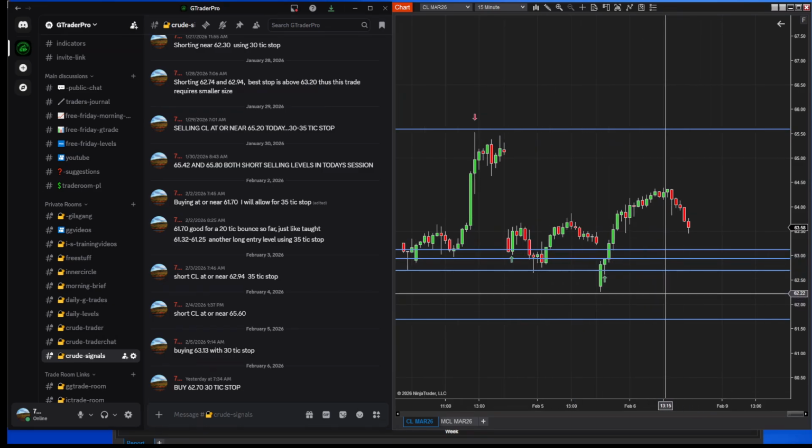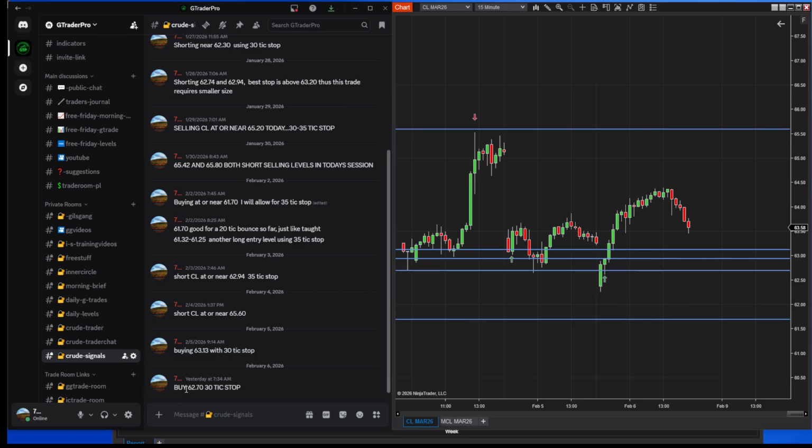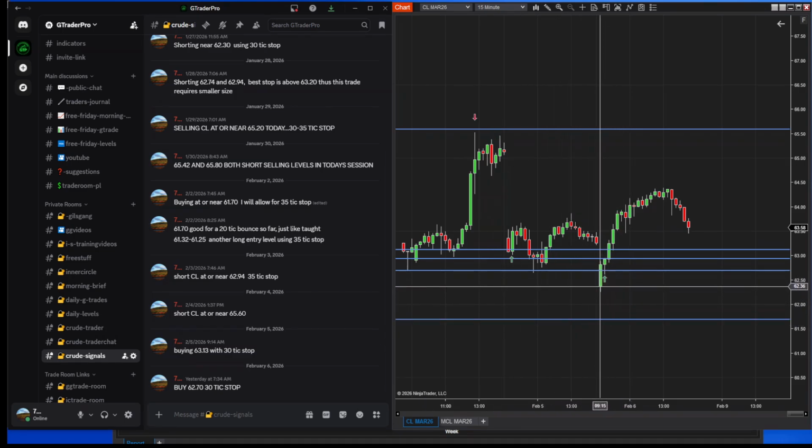Friday was a very interesting day. Buy 62.70 with a 30 tick stop. Now, you'll notice that the market opened below. Here's the market open, and this is why we like to wait for the pit to open. Notice we're below 62.70 at that point in time. And the first 15 minutes closed back above 62.70.